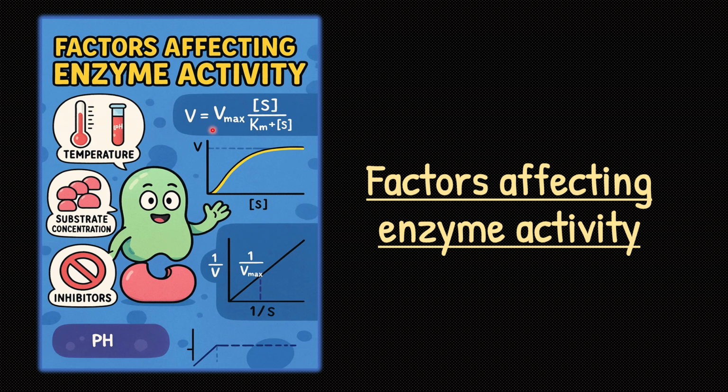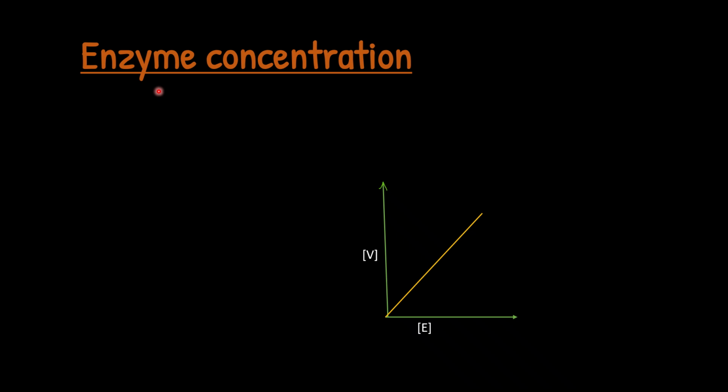So today we are going to talk about factors affecting enzyme activity. So first one is the enzyme concentration. As we can see in the graph, where the x-axis is enzyme concentration and the y-axis is the velocity of reaction.